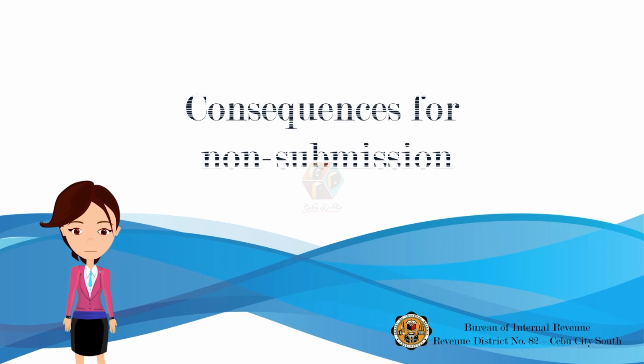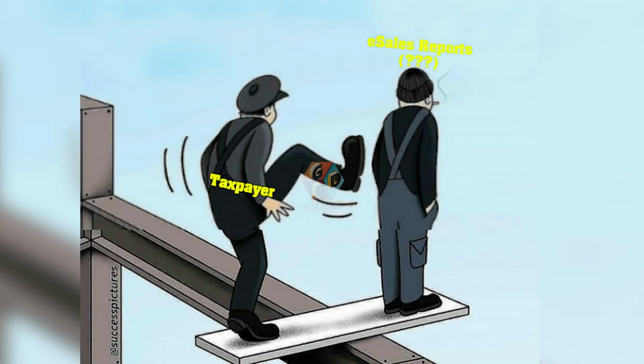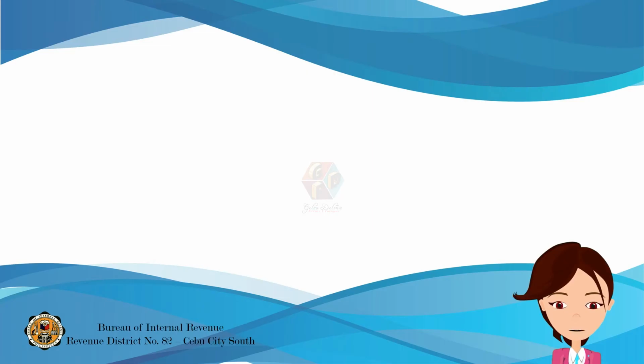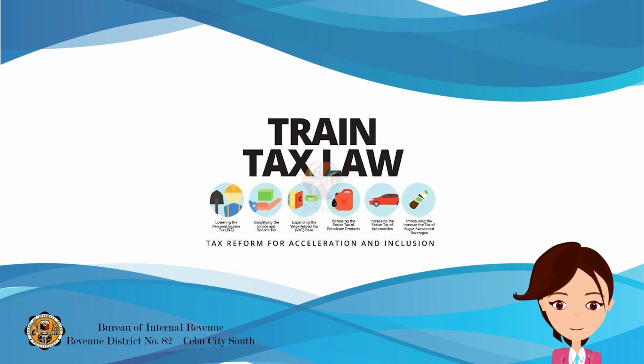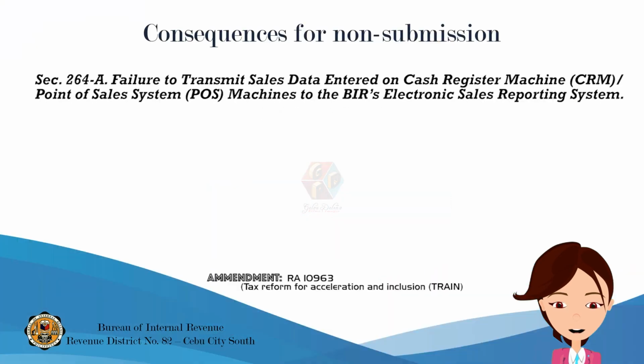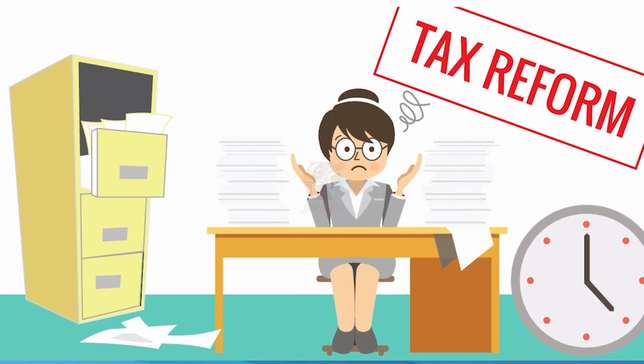Now, let's proceed to the consequence for non-submission. It should be noted that amendment per RA 10963, or more commonly known as the Train Law, provided for a new section, Section 264-A, which set out penalty for failure to transmit sales data entered on CRM or POS machines to the BIR's electronic sales reporting system.